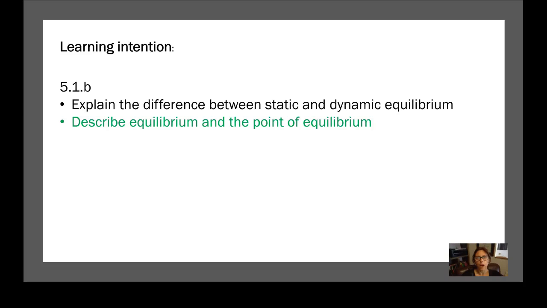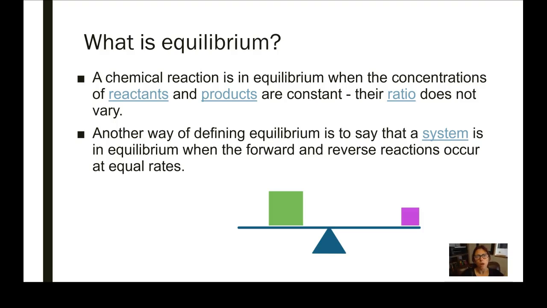Let's go. Okay, so our learning intention for today's lesson is to explain the difference between static and dynamic equilibrium, and also how do we know when that point of equilibrium has been reached. So I suppose the first thing we really need to do is look at, well, what exactly is equilibrium? So our equilibrium is that point when the concentrations of both the reactants and the products are constant. So their ratio doesn't vary.